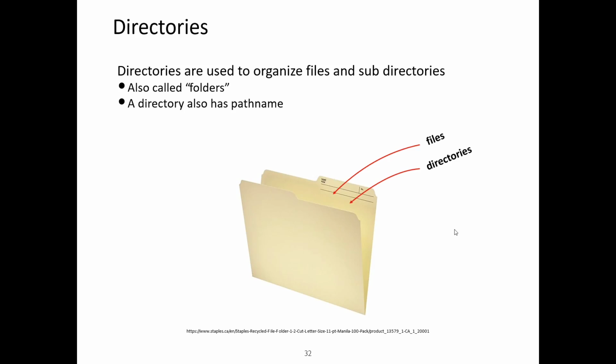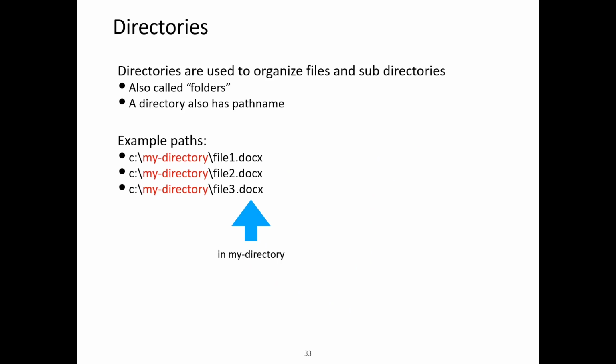Directories on our computers can hold either files or other directories. And just like files have a path name, directories also have path names. So just as an example, here I've got 3 files, file 1, 2, and 3 in my directory. And that exists on the C drive. So the complete path for file 1 doc is going to be this entire thing. The path for the directory is just going to be the C drive. And all 3 of these files are in the same directory.